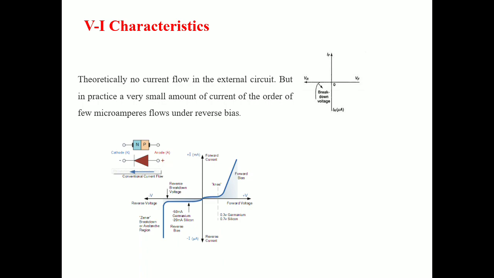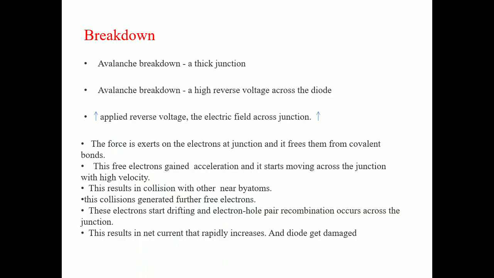Coming to the reverse bias condition, at one stage the device breaks down, you get a rapidly increasing current, and at one stage it gets damaged. So this is the VI characteristics of the given PN junction diode.